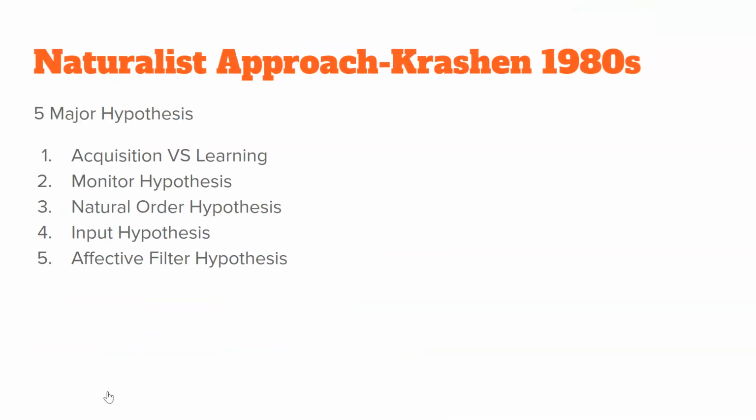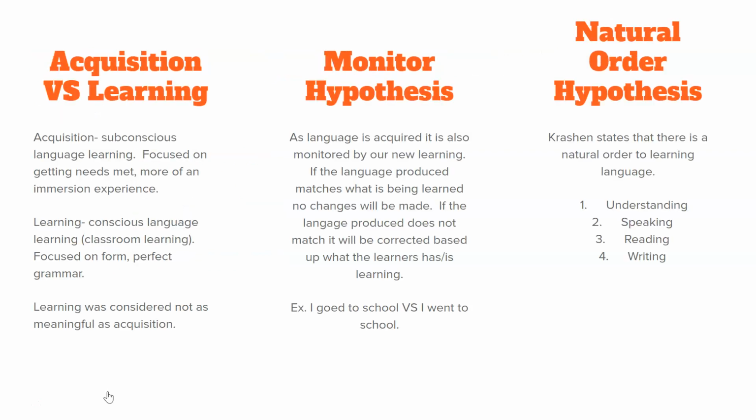So we're going to talk about the naturalist approach, and this was by Krashen in the 1980s, and it was based on these 5 underlying hypotheses, and we're going to go through the hypotheses together. So the first one is acquisition versus learning. And learning is considered not to be as meaningful as acquisition. When somebody acquires language, they are immersed in the language. They're focused on communicating, getting their needs met. When somebody is learning, they're focused on having perfect grammar. And so, learning has its benefits. However, it's not as effective and as meaningful as acquiring a language.